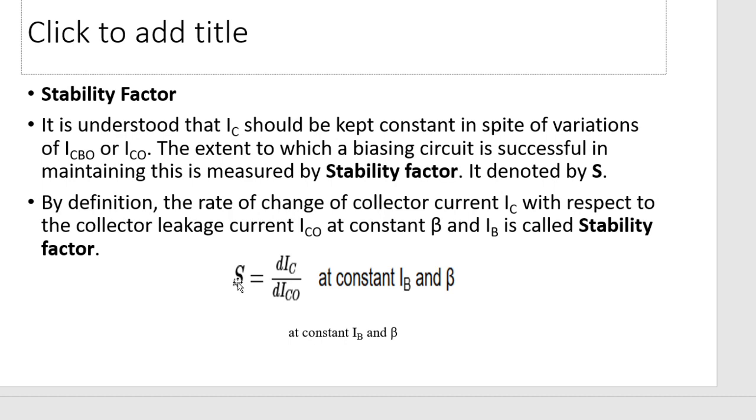We have a lot of stabilization techniques that make use of a resistive biasing circuit. In the next class we'll discuss the different types of transistor biasing.